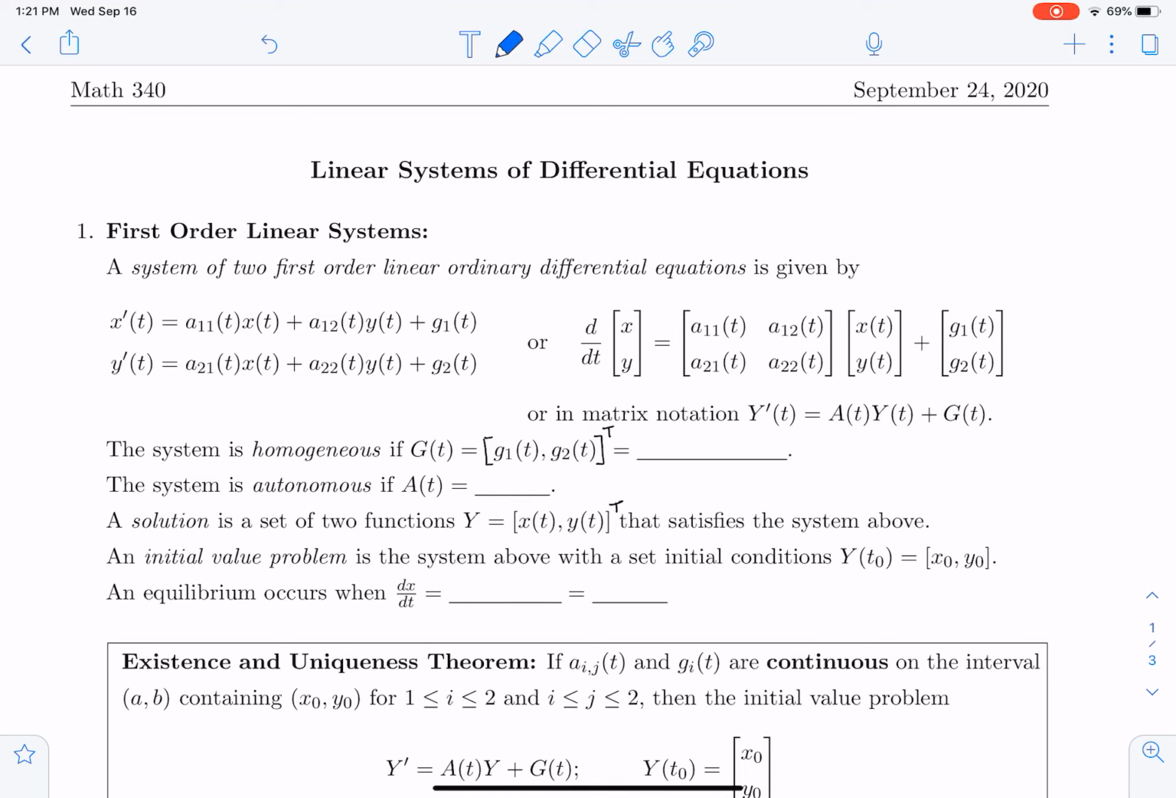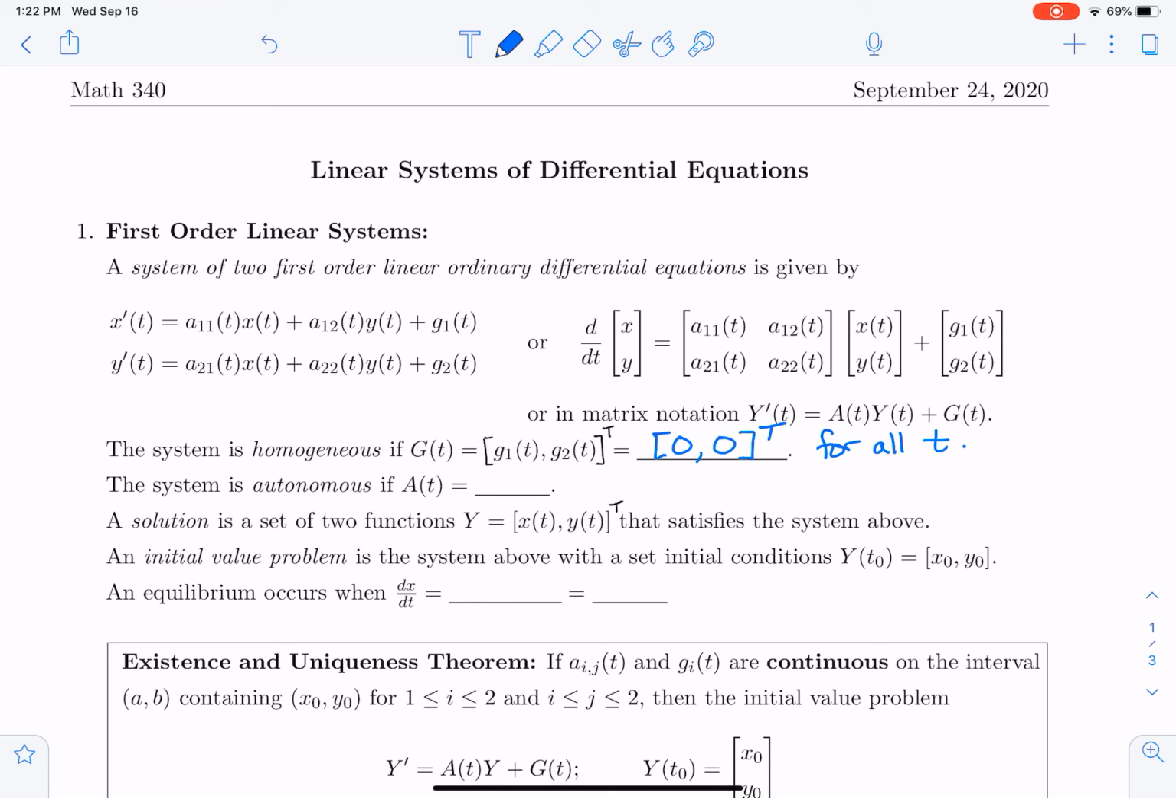Now, we can talk about whether the system is homogeneous or not. The system is homogeneous if capital G of t, which I've written as a row vector with a transpose here, is equal to the 0, 0 vector, again writing it as a row vector with a transpose so that I can use less space. The system is homogeneous if G of t is equal to just 0 for all t. If G of t is not equal to the 0, 0 vector for some t, then we would call it non-homogeneous.